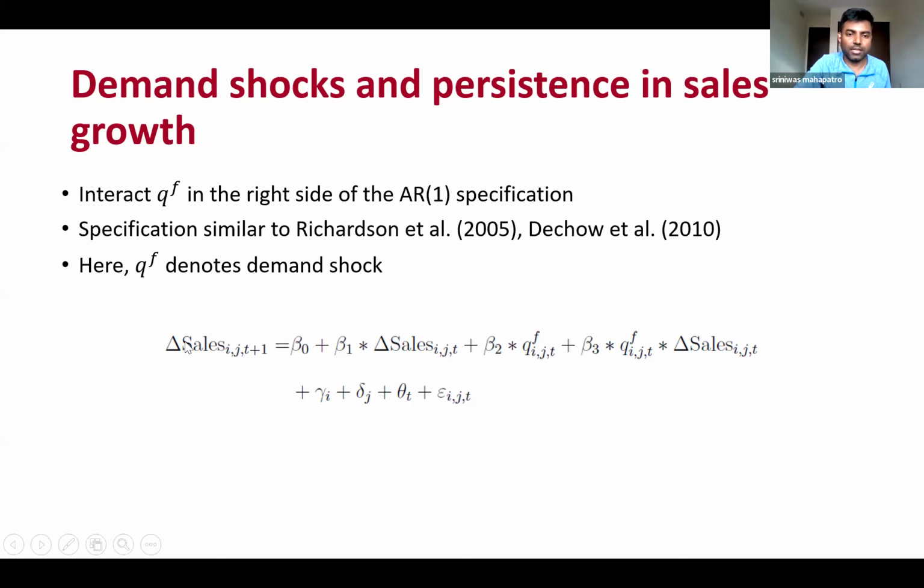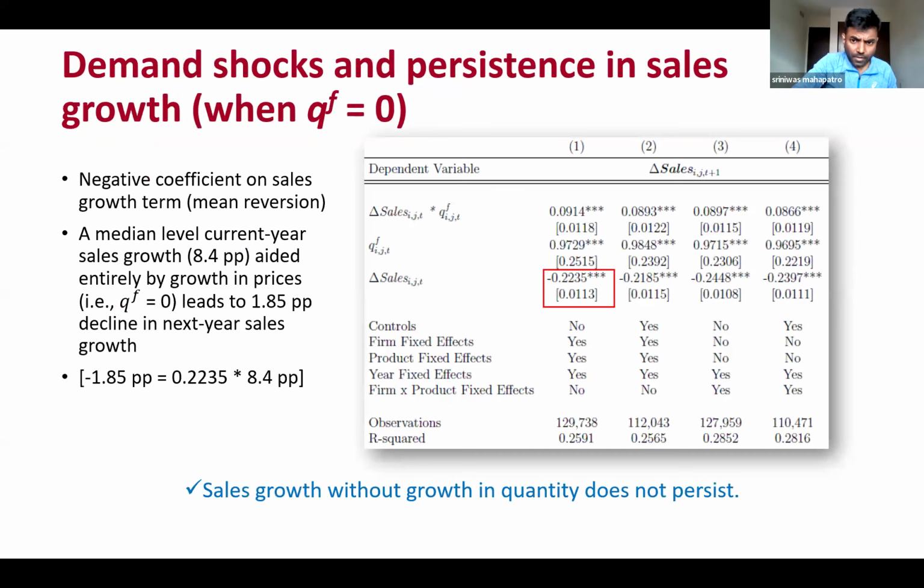And this is what the regression looks like. Basically, we have interacted this quantity growth factor with our main independent variable, which is the current sales, and the dependent variable is the future sales. These are the three terms. These are the results that we have.